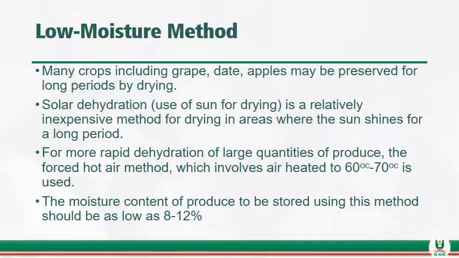Another method you can use is the low moisture method, and you can use it on crops, including your grape, your date, your apples. Okay, so you can store them for long by drying. Low moisture means you want to remove as much moisture as you can and still leave that produce intact. The best way to do this is by solar dehydration, that's using the sun, because of course the sun is in abundance in this part of the world, and is relatively inexpensive. So you have long hours of sunshine.